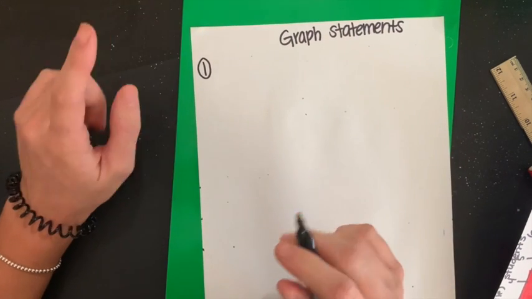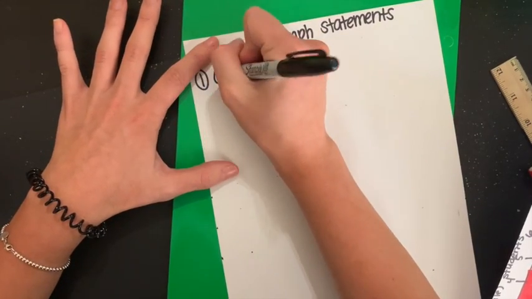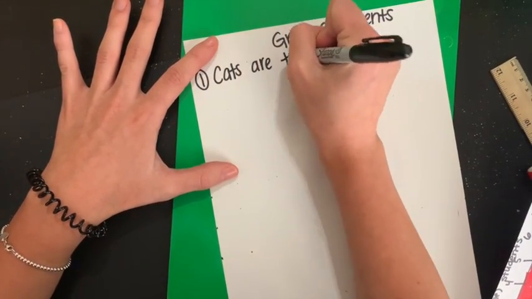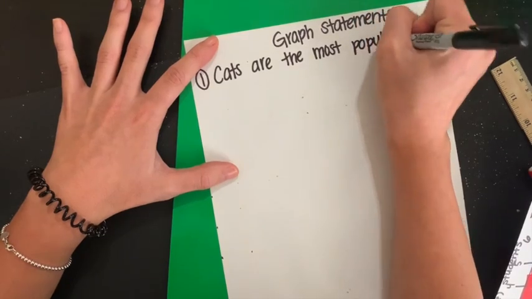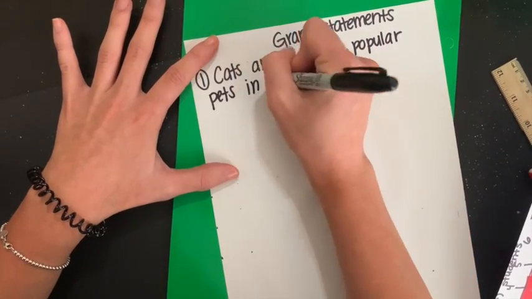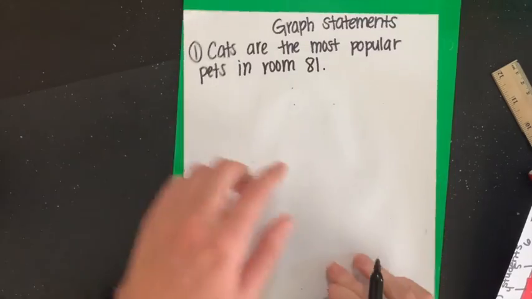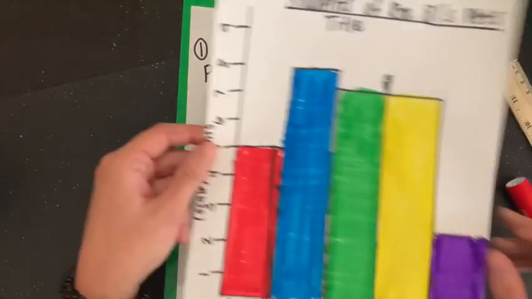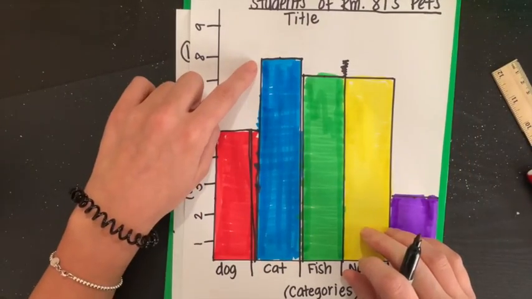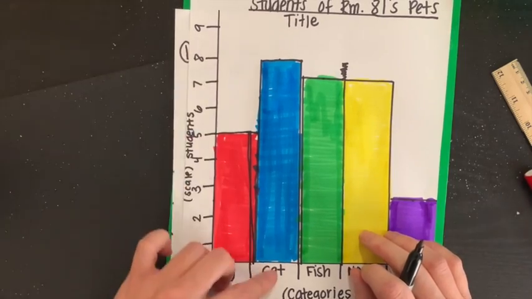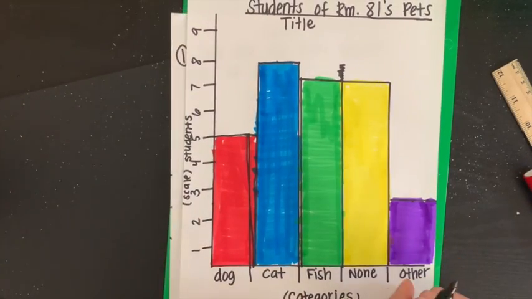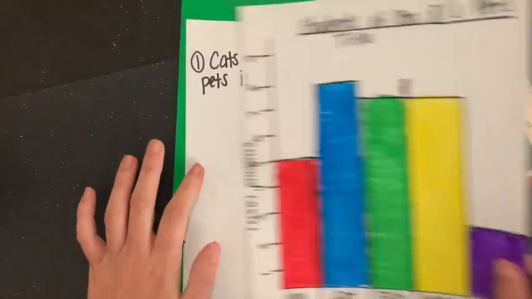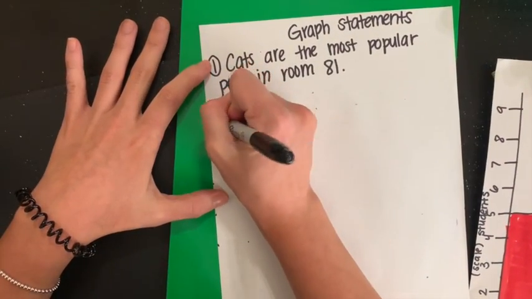I'm going to put, for one of my graph statements, cats. Cats are the most popular pet in Room 81. What that means is that the most students have cats in this class, and you can see that very easily from this graph, that this blue column, the cat column, goes higher than any other column.